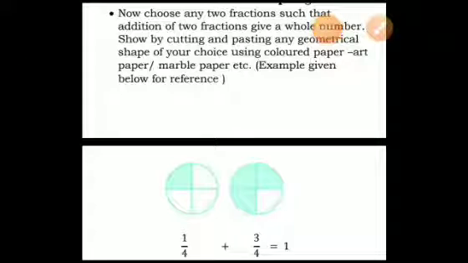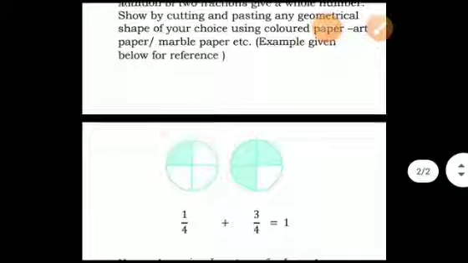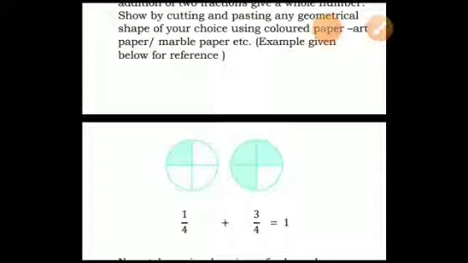Children, for the first topic, you will have to choose any two fractions such that the sum of the two fractions gives a whole number. As you can see in the diagram, in the first circle only one quadrant has been shaded or colored. So that is representing the 1/4 fraction. And in the next circle it is representing the 3/4 fraction. Why? Because three portions have been colored.